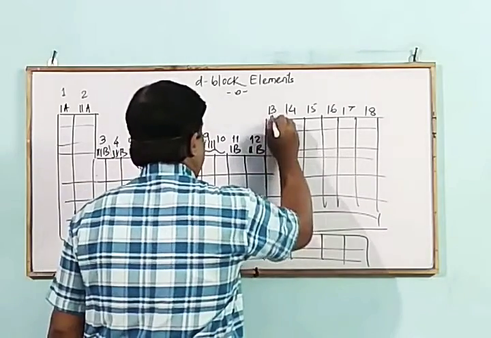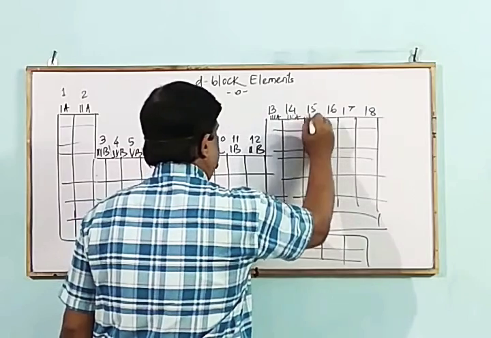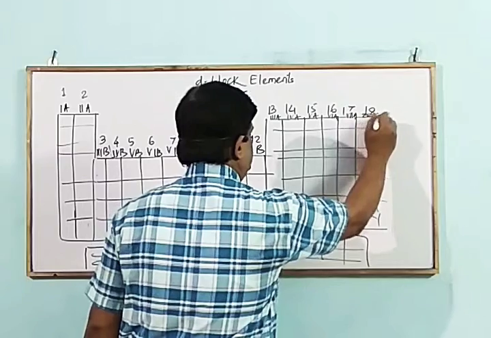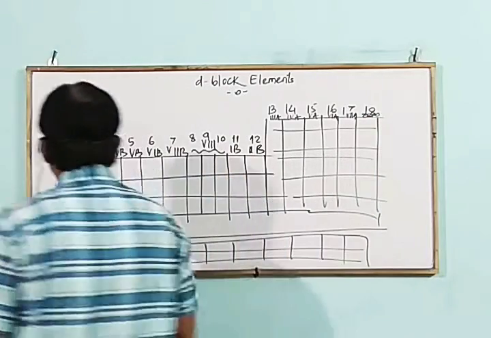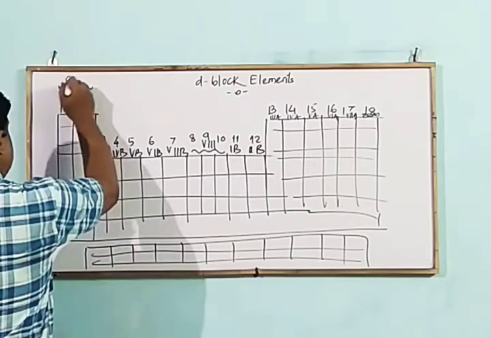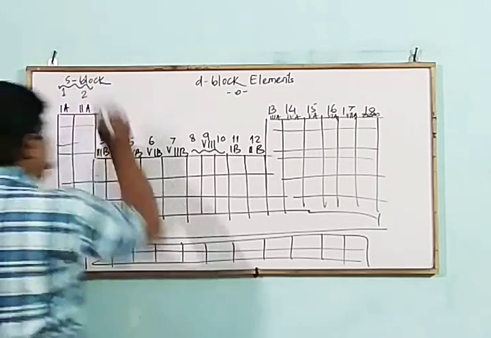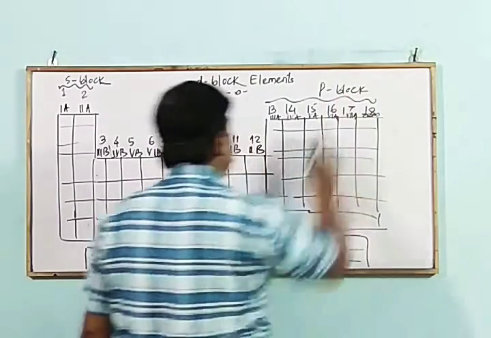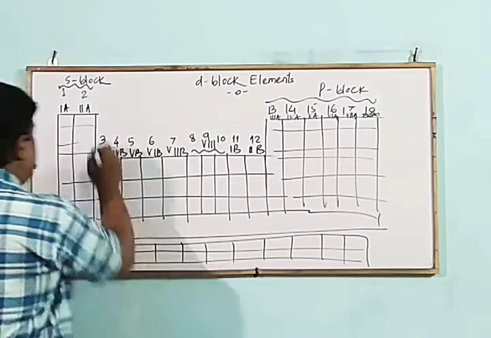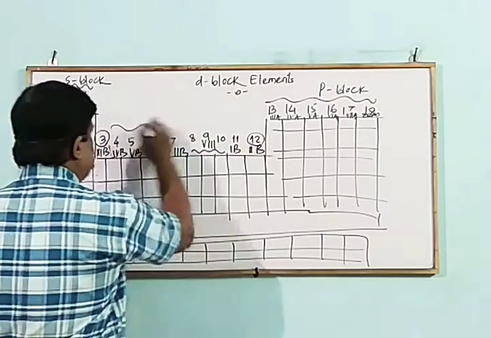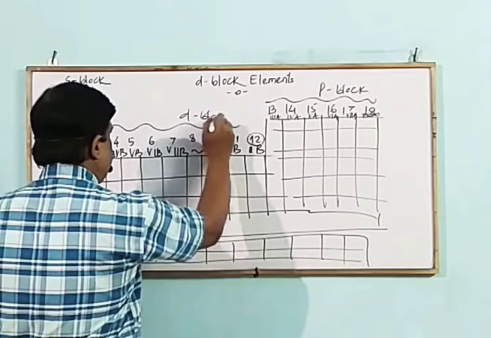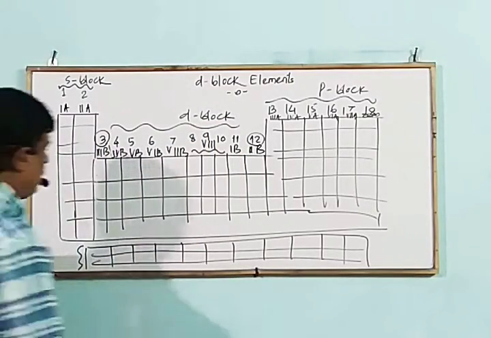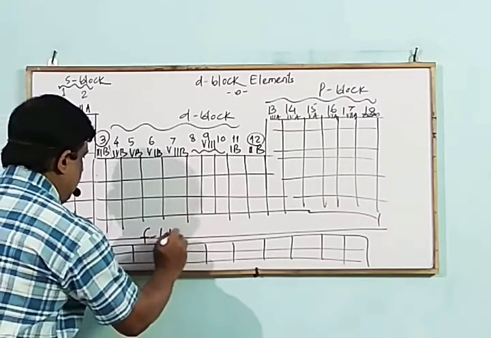It is 3A, 4A, 5A, 6A, 7A, and the 0 group. Mark that. This left side, groups 1 and 2, is known as S block. This one is known as P block. In between S and P block, that is group 3 to group 12, is known as D block. And the last one, at the bottom of the periodic table, is known as F block.